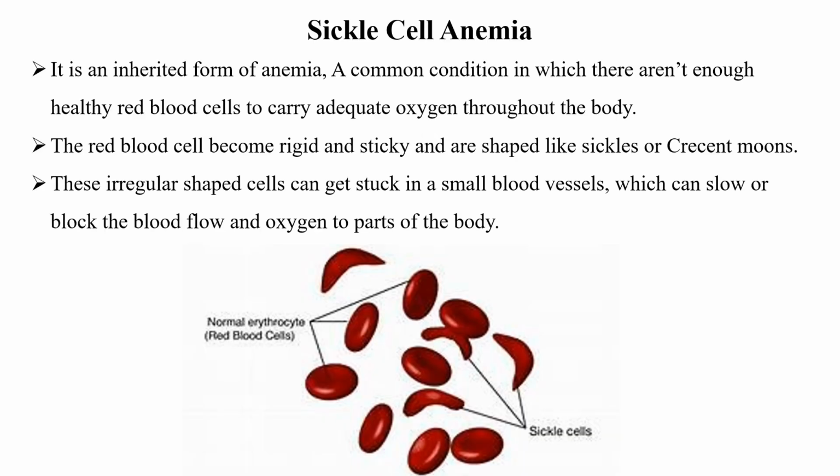Sickle cell anemia is an inherited form of anemia, a common condition in which there aren't enough healthy red blood cells to carry adequate oxygen throughout the body. The red blood cells become rigid and sticky and are shaped like sickles or crescent moons. These irregularly shaped cells can get stuck in small blood vessels, which can slow or even block the blood flow and oxygen to vital parts of the body.